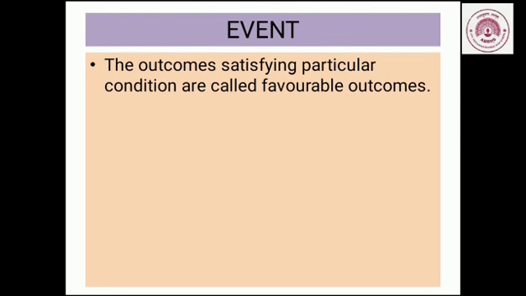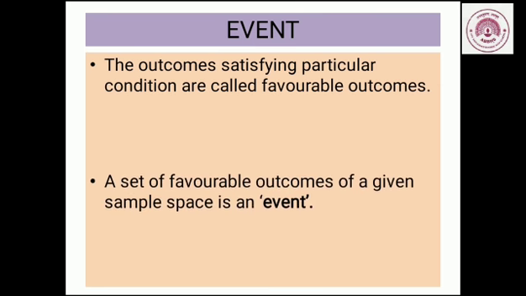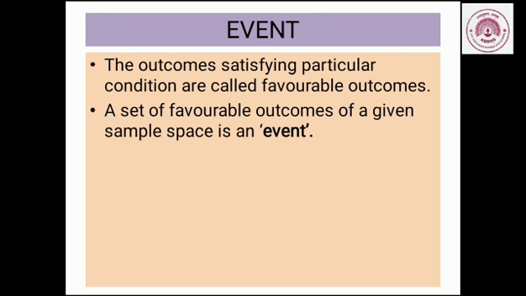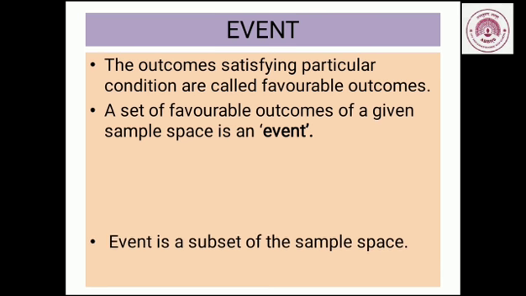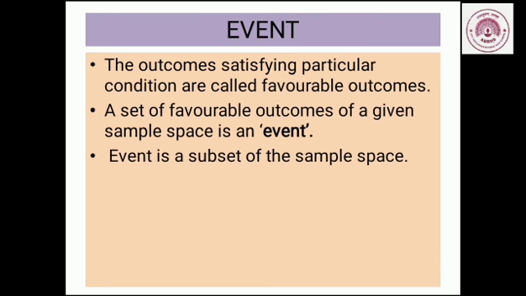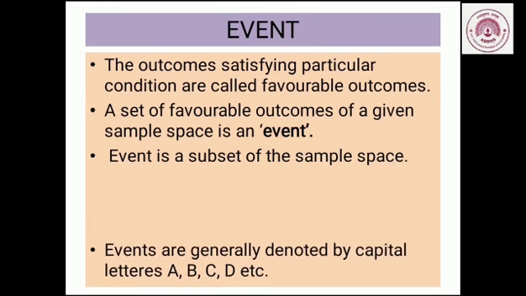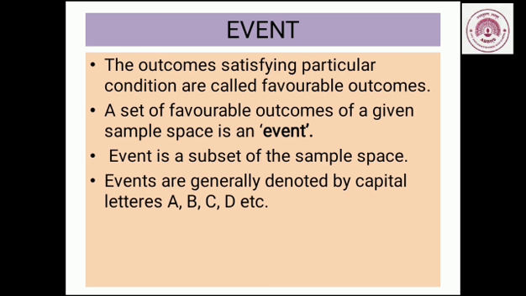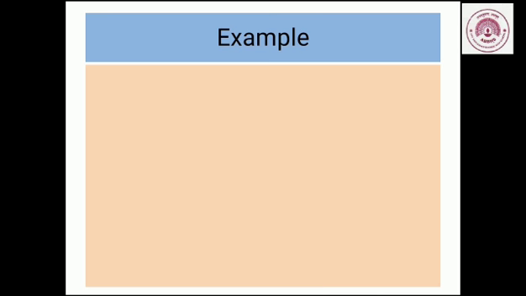Event: the outcomes satisfying a particular condition are called favorable outcomes. A set of favorable outcomes of a given sample space is an event. Event is always a subset of the sample space. Events are generally denoted by capital letters A, B, C, D, E, etc. Let's understand the concept of event with an example.